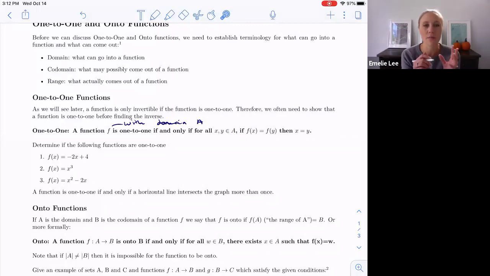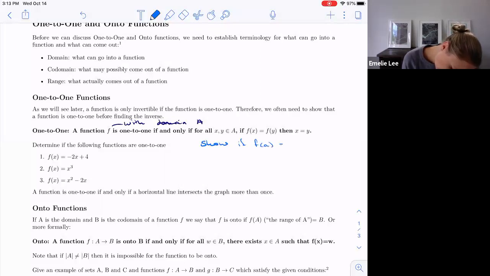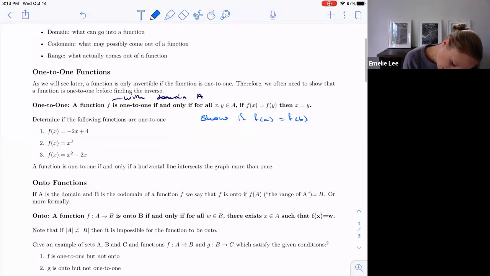So if you have some x and some y in the domain, and you're able to show that if you set f of x equal to f of y, then x equals y, then things will cancel if it's one-to-one. Usually I'll use a and b instead, because x and y can get a little bit more confusing. So what we do is show that if f of a equals f of b, then a equals b.